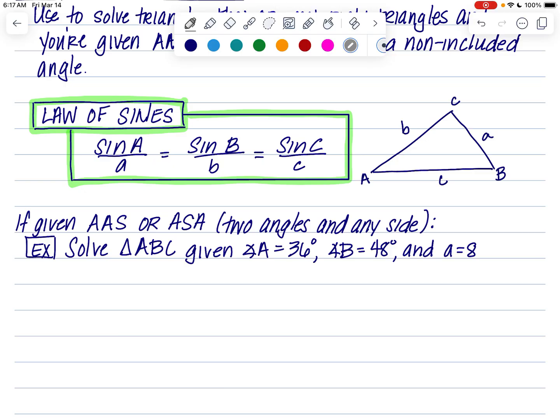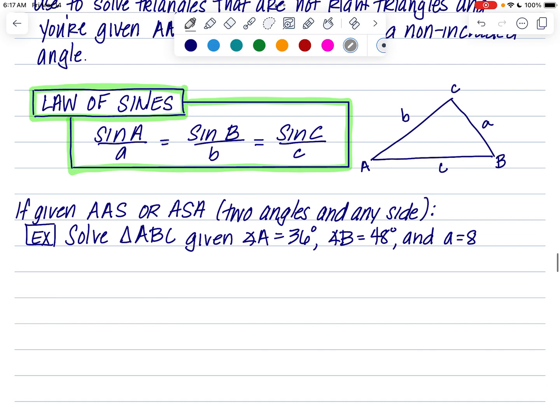But when you're given information, what you're given is one complete ratio. And what I mean by that is, for example, in the first problem here, solve triangle ABC, given that angle A is 36 degrees, angle B is 48 degrees, and side A is 8. So what I'm saying is that angle A and side A will complete the first ratio, and you're going to use that in proportions to unlock the other information in the other ratios.